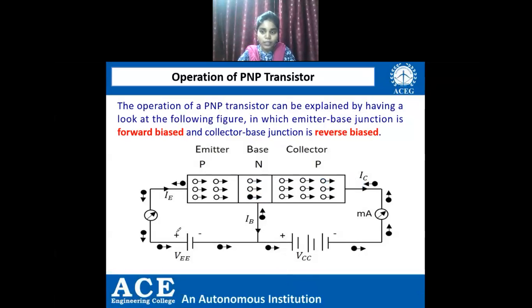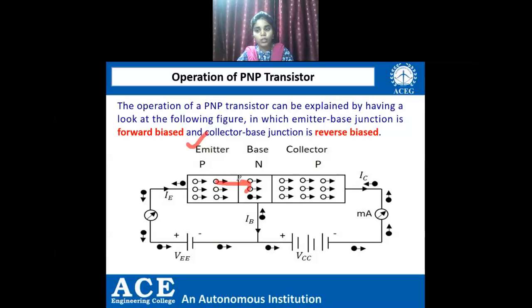First, what we did is connect positive to the P side and negative to the N side, that is, base and emitter. When I connect here, as I connected plus to P, the holes which are present in the emitter side get some repulsion. When these holes are repelled, as the emitter is heavily doped and has more holes, these holes will not stay here. These holes try to move towards the base.